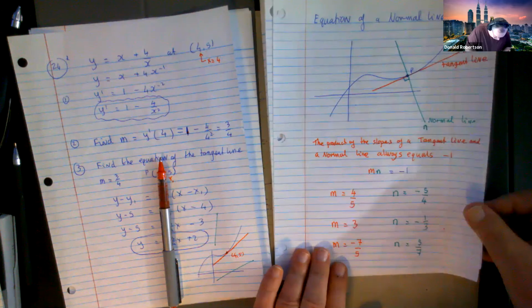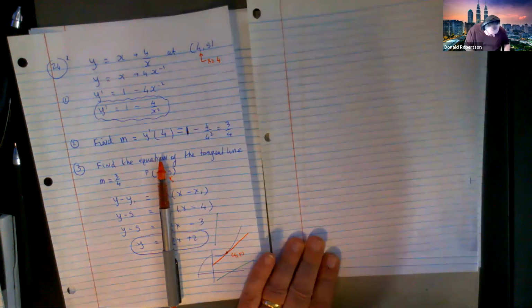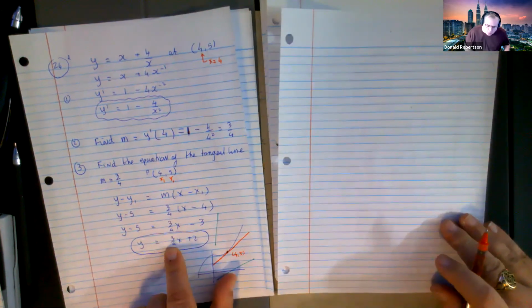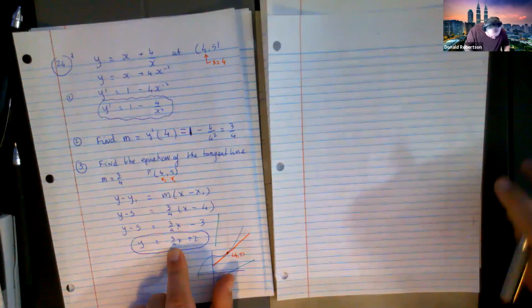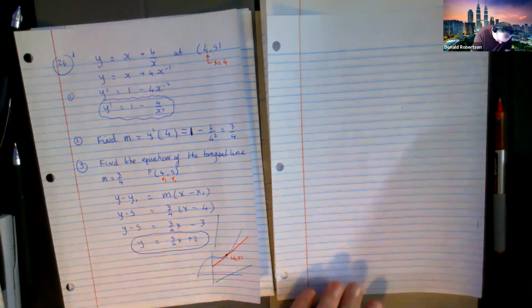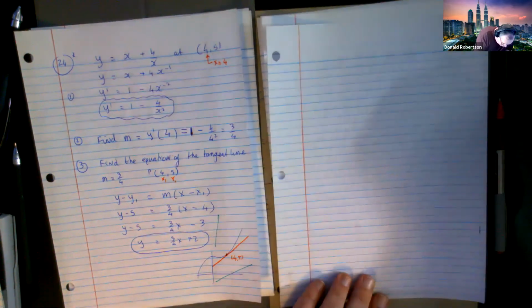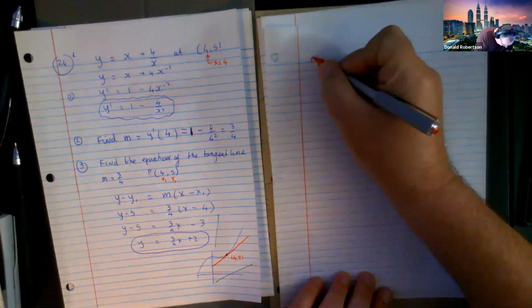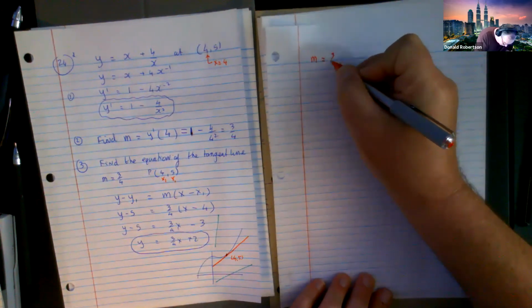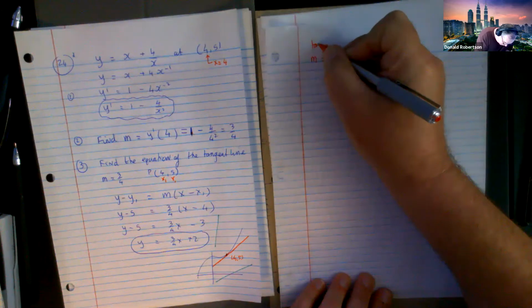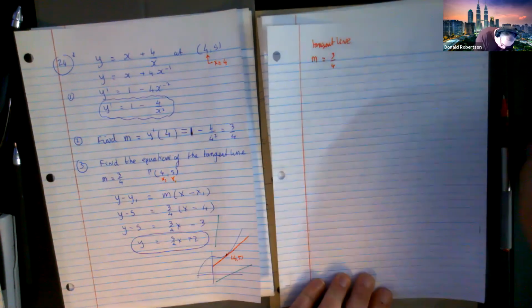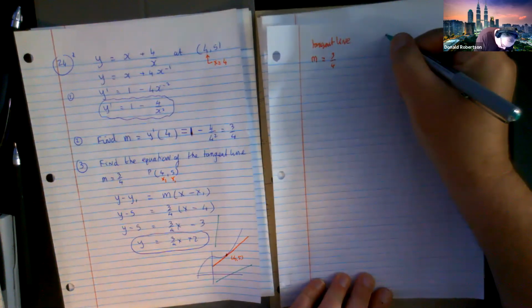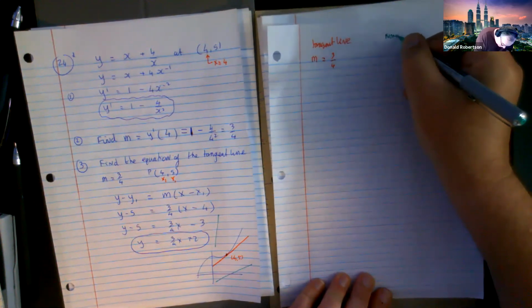So in the question that we just finished doing, let's imagine that they also asked for the equation of the normal line. Well, I don't need to do too much extra work. The slope of the tangent line was 3/4. What's the slope of the normal line?